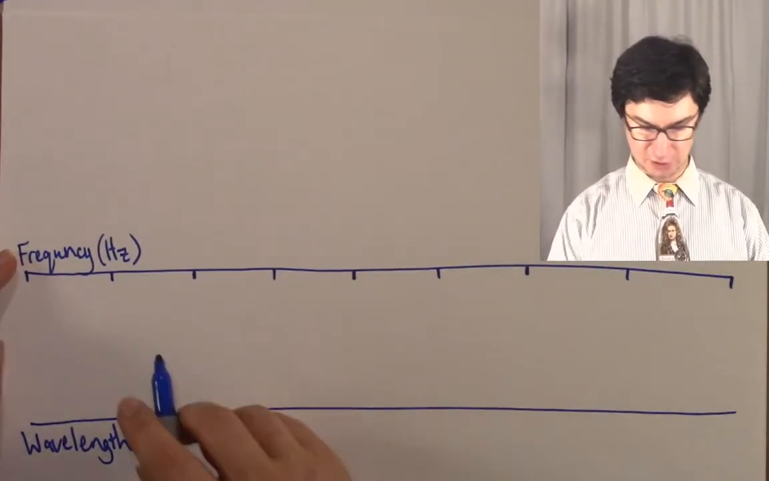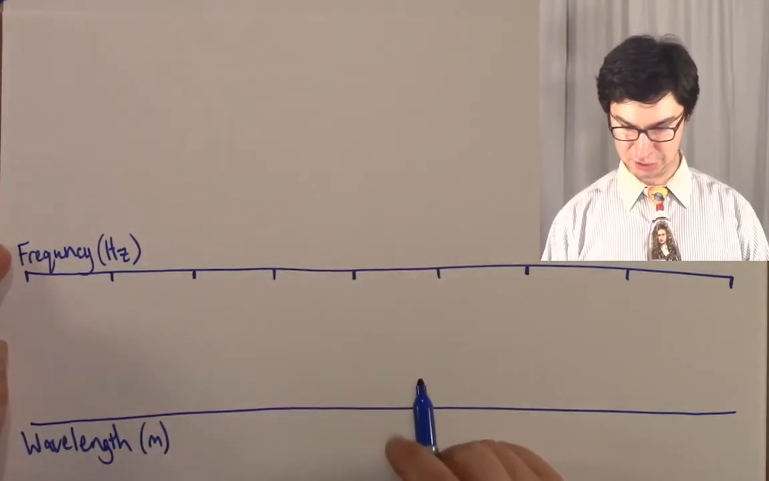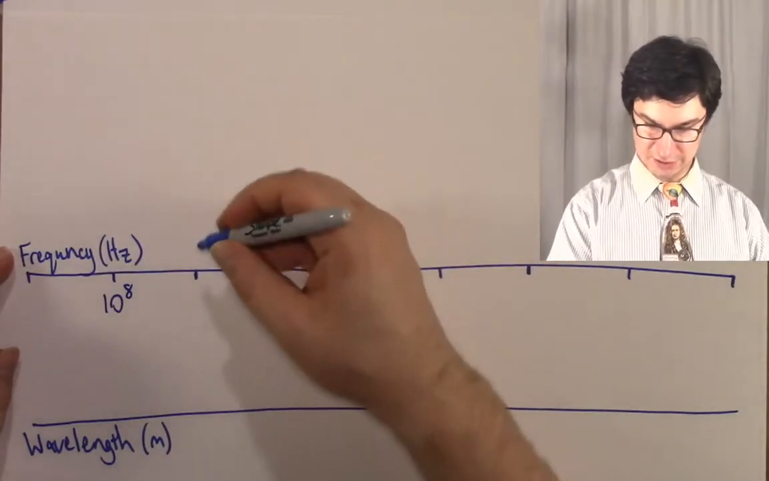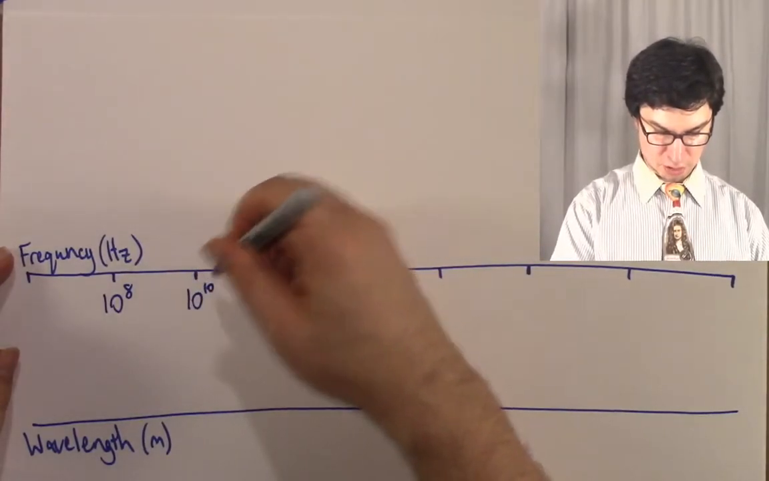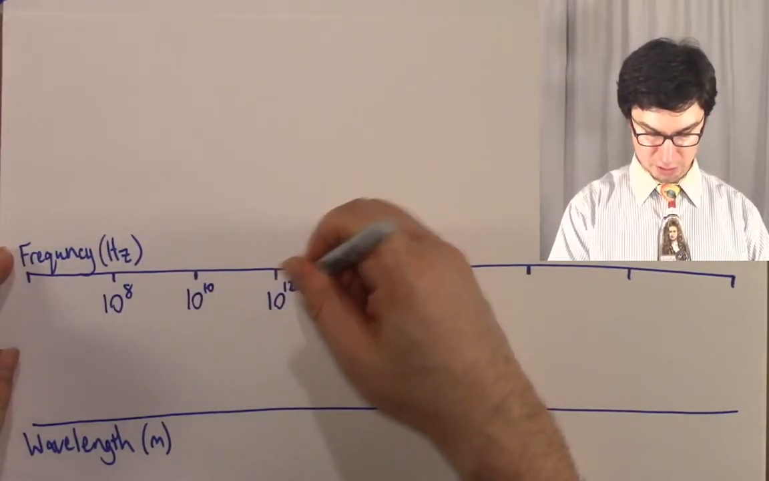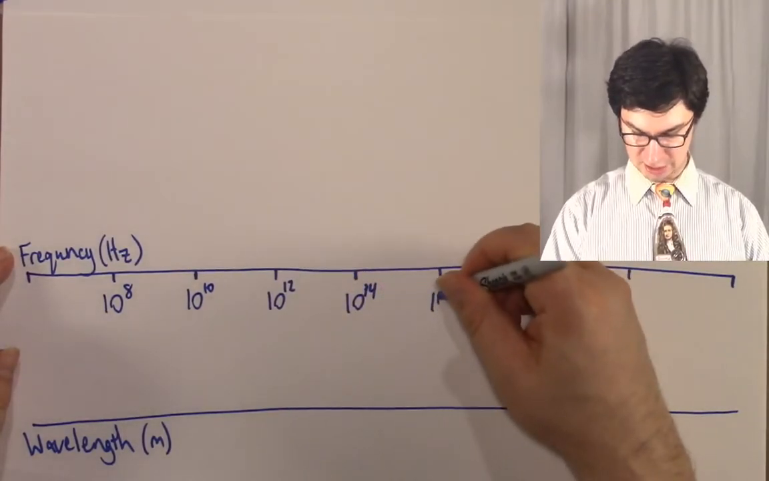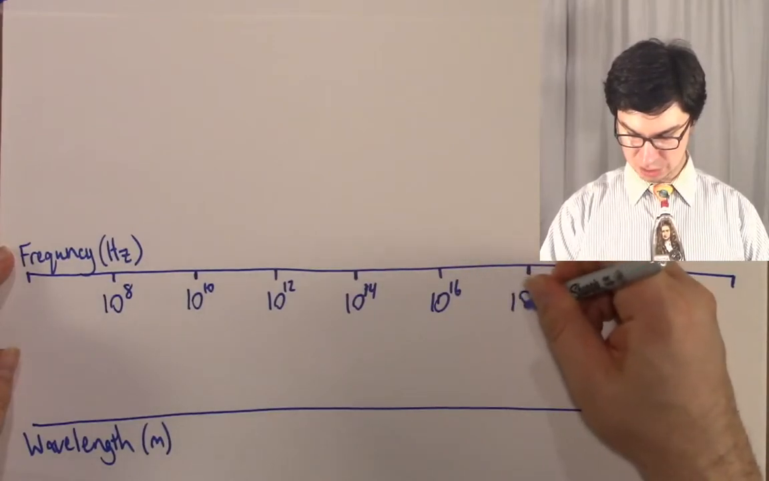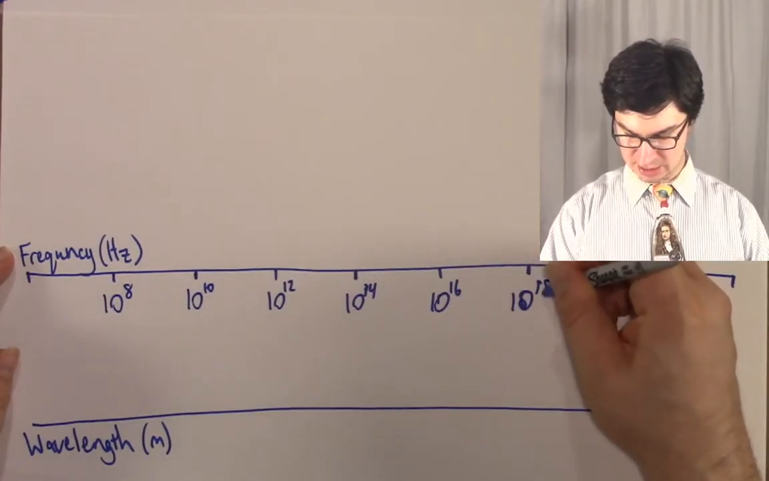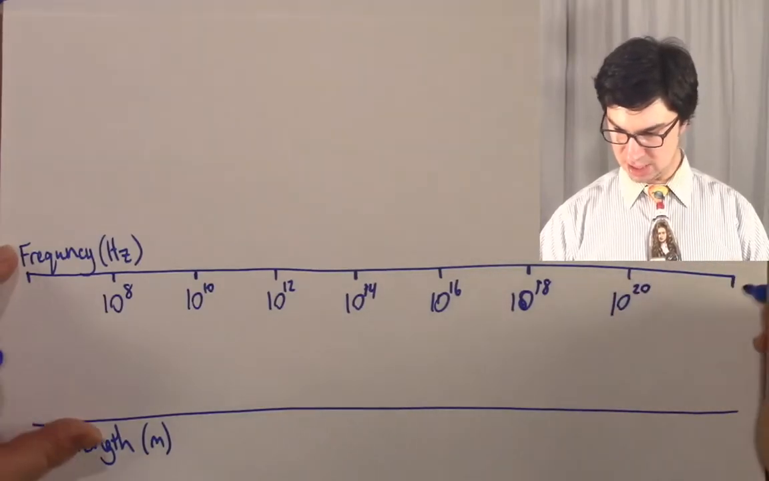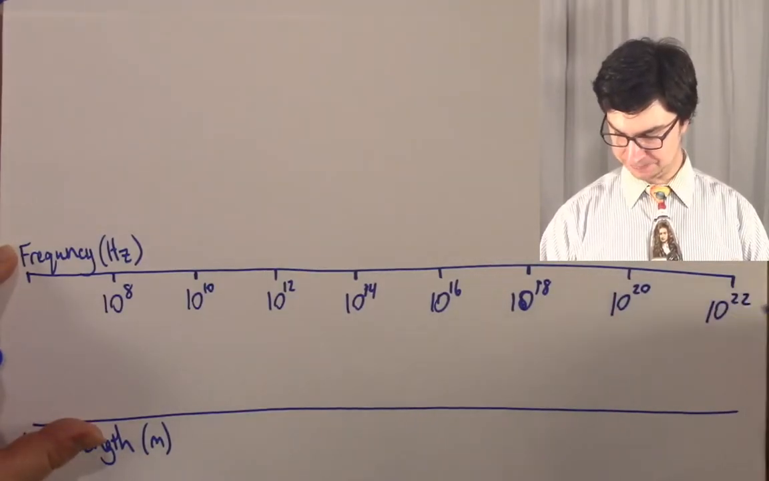And what we're going to do is very quickly label these sections. So we're going to start with this being 10 to the 8th hertz. This is going to be 10 to the 10th hertz. This is going to be 10 to the 12th, 10 to the 14th, 10 to the 16th, 10 to the 18th, 10 to the 20th, and 10 to the 22nd.